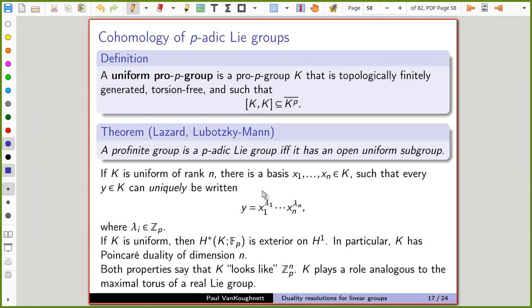So both of these properties sort of say that this group looks like Z_p to the n. In particular, I think one way of phrasing this property combined with this thing I wrote down up here is that there's a filtration on K such that the associated graded is the same as the associated graded of Z_p to the n. And this says that K has the same cohomology as Z_p to the n. So these groups play a role analogous to the maximal torus of a real Lie group.